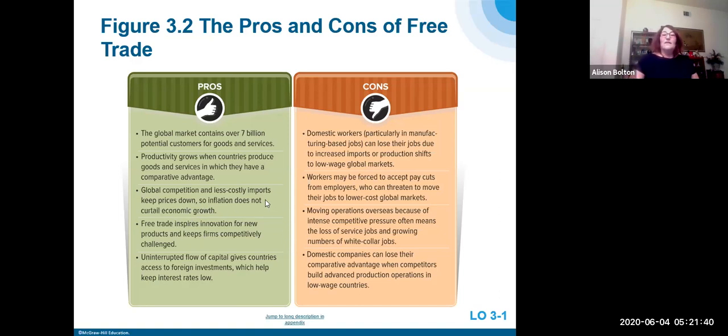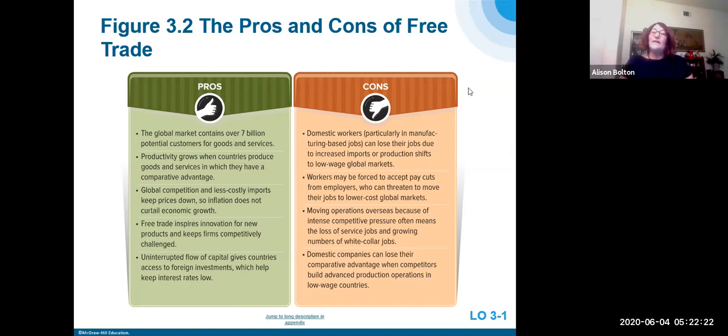So inflation does not curtail economic growth. And then we have free trade, where innovation helps us build bridges and more opportunity for working with other countries. Even though there are always competitive challenges, it still is a door opener to do work. An uninterrupted flow of capital. Now, you have to be able to have capital, so an uninterrupted flow helps, and that helps keep interest rates lower when our economy is flowing better.